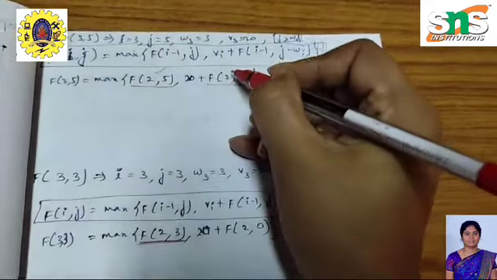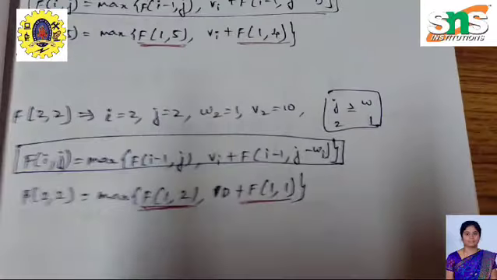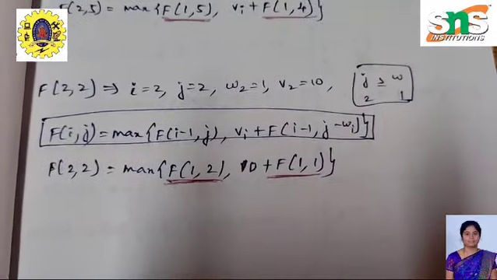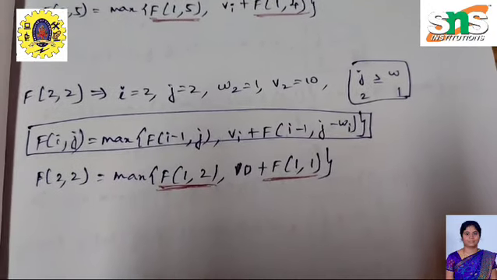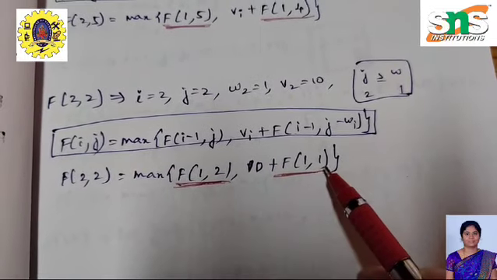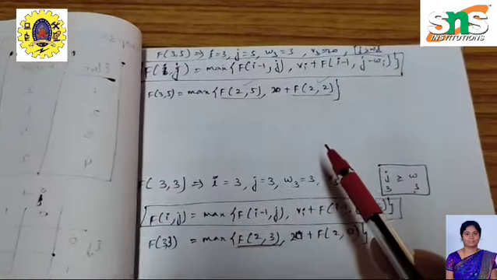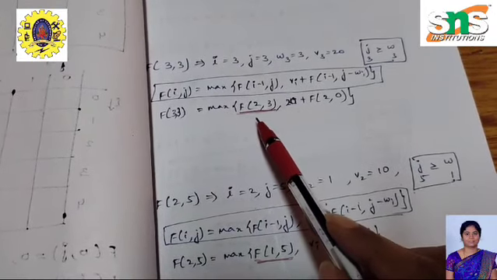So now we are going to check with 2 comma 2. So here 2 comma 2, as usual the values are taken, we are checking the condition, and we are substituting with the formula. For this we are supposed to find 1 comma 2 and 1 comma 1. So now the step was over. So now we are going to see about 2 comma 3.